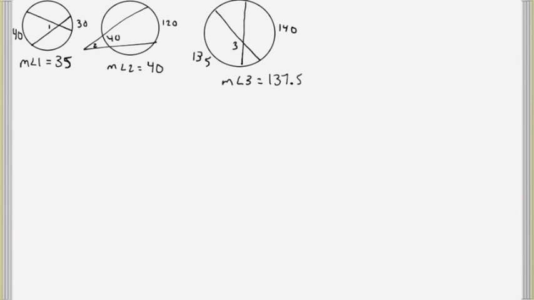Okay. For an angle inside, our rule is half the sum. So we add the two arcs across from our angle, and we divide by 2.